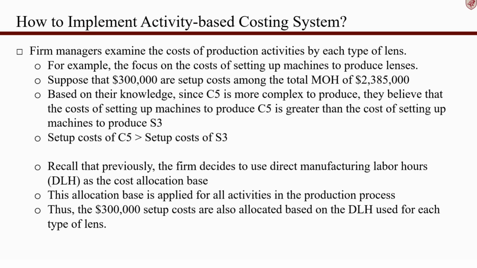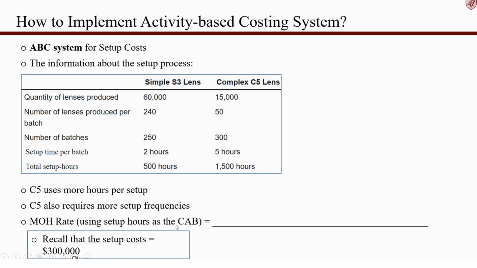So the $300,000 of setup costs were allocated based on the labor hours used for each type of lens. That was the simple job costing system approach. But rather than that, they now want to apply the ABC system, and they think that the right allocation base is not the labor hour, but rather the setup hours.